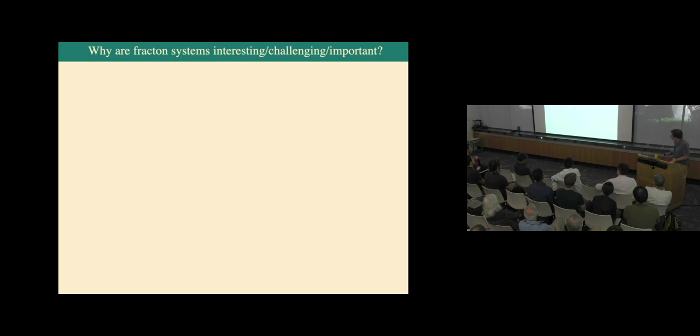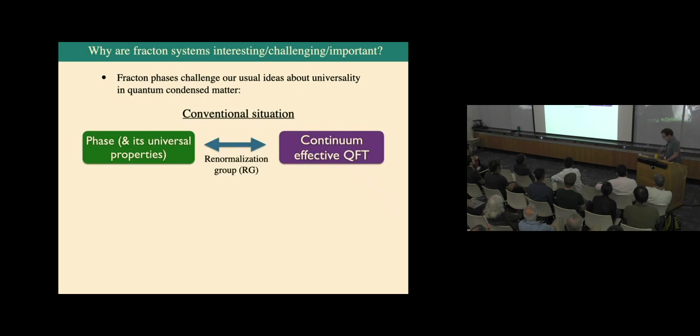Okay, so why is this an interesting subject to think about? Well, the reason that I find this particularly interesting is that I think fracton phases really present challenges for our usual ideas about universality in quantum condensed matter. And what I mean by that is there's a kind of conventional situation which encompasses a lot of what we might still call exotic phases, where we have a system, it's in some phase, which has universal properties, and via the renormalization group, which relates physics at different scales, it's linked to some kind of effective continuum quantum field theory description.